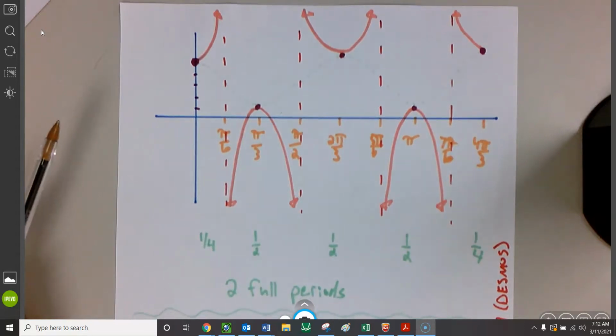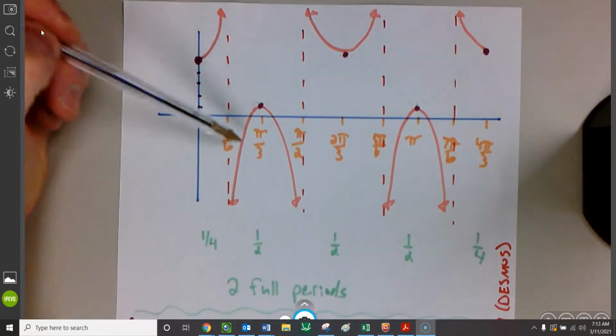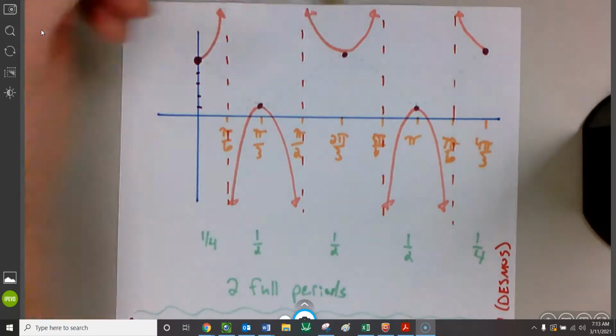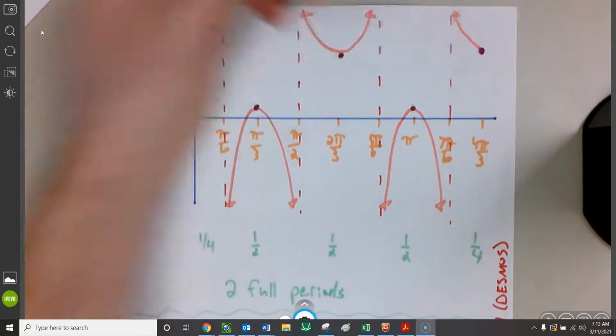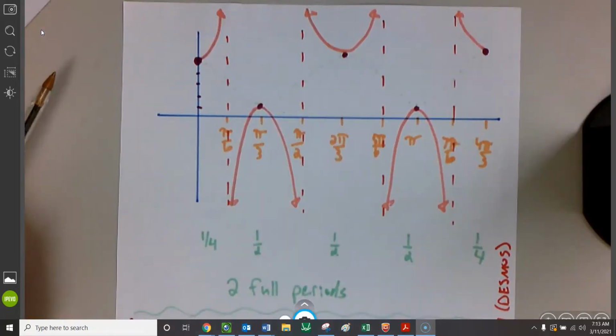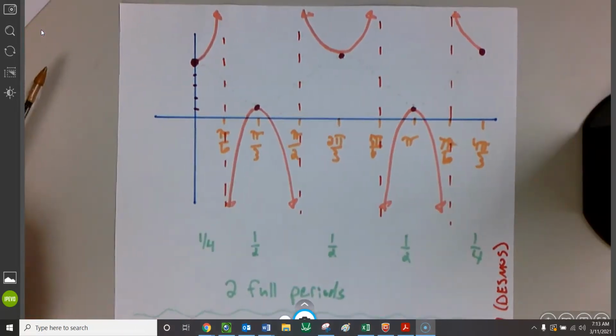You don't necessarily have to do it that way when I say 2 full periods. If you just gave me this one and this one, and then you gave me this one and this one, a full one of this one, and show me the key values, that would be 2 full periods as well. Okay, so let's recap. Okay, then we'll get some practice there.